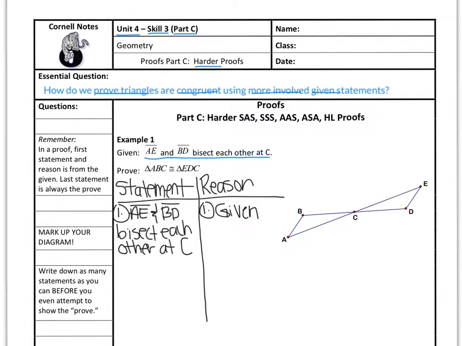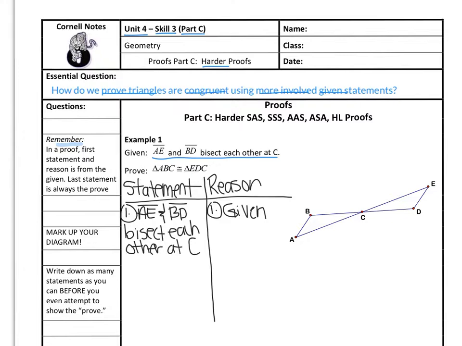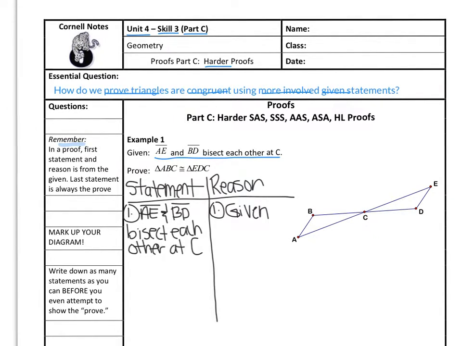Okay, now that you've written down your statement, your reason, and your first and only given, let's look over off to the side here where it says remember. Just some reminders that in a proof, the first statement and reason is from the given. And then the last statement is always the proof statement, okay? So we're going to take a look at what we were given.